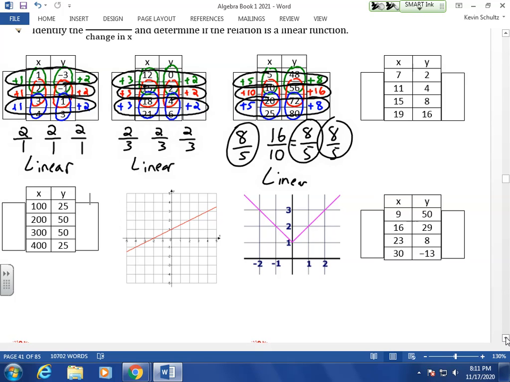Okay, so is this linear? Look at that table there. Is this linear? That table there. Is this linear? That table there. And then if you're looking at a graph, like those middle two, remember what I said a linear function was. It's a line on a graph.